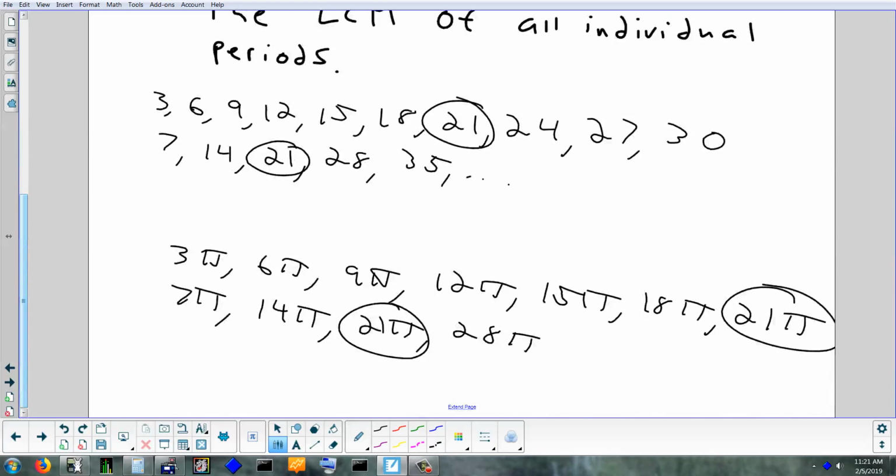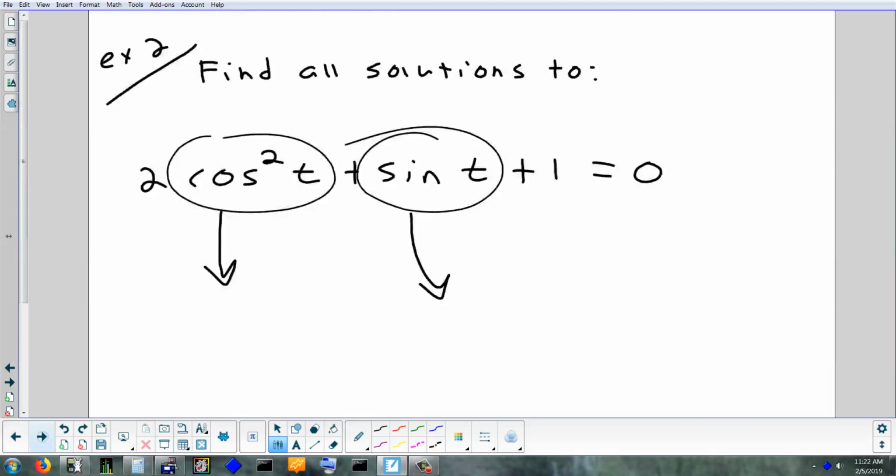Okay. So at least now you know, once you have all the periods, what to do with them. Find the LCM. But what if you have something like this? We've never talked about periods for trig functions that have exponents, like squared, cubed. Well, I'm going to give you formulas. It's the same formulas you already know.